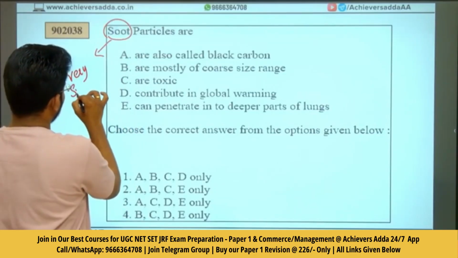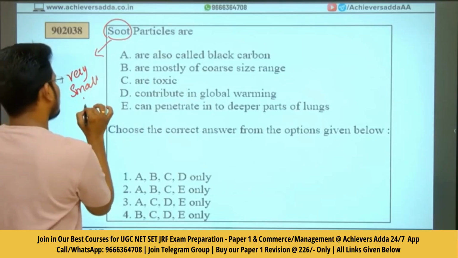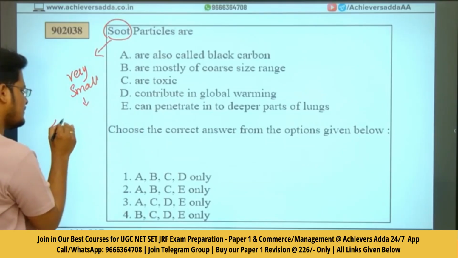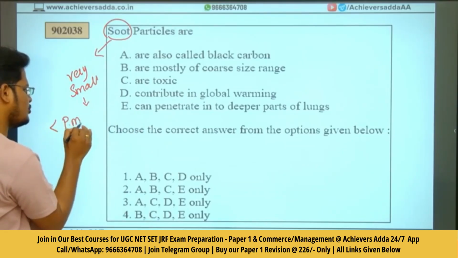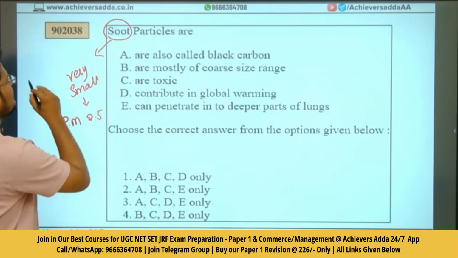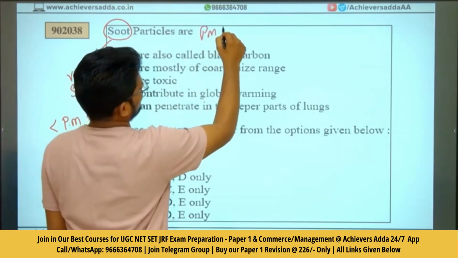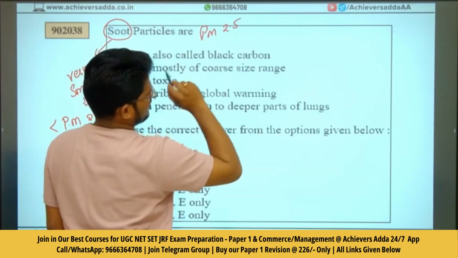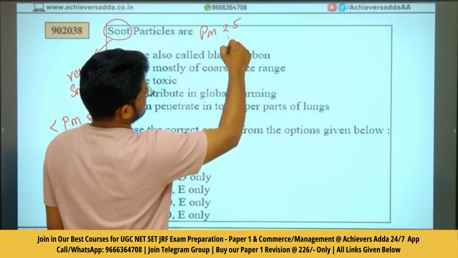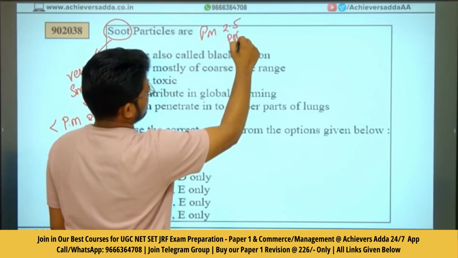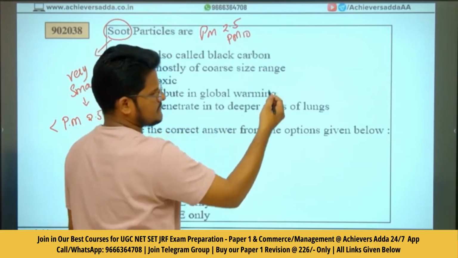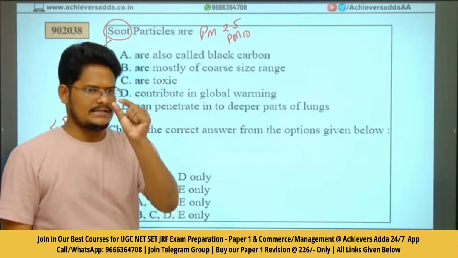Very small, how can we say? Having diameter less than particulate matter PM 2.5. There are two types of particulate matters. PM 2.5, having a diameter of 2.5, means small size. So PM 10 also will be there. This is very large diameter, means the particle size is high.